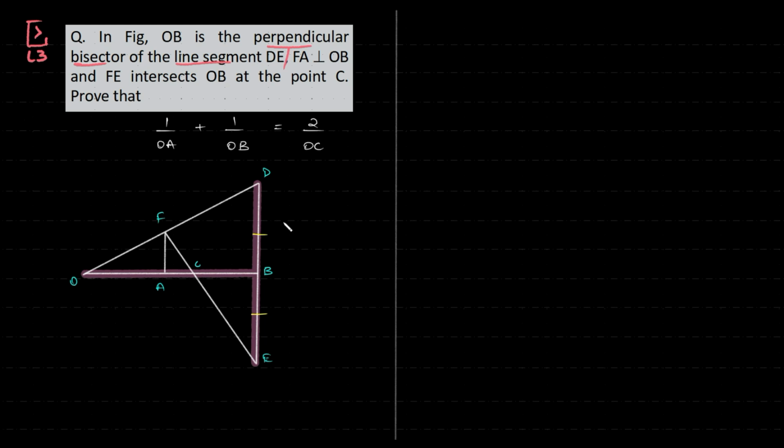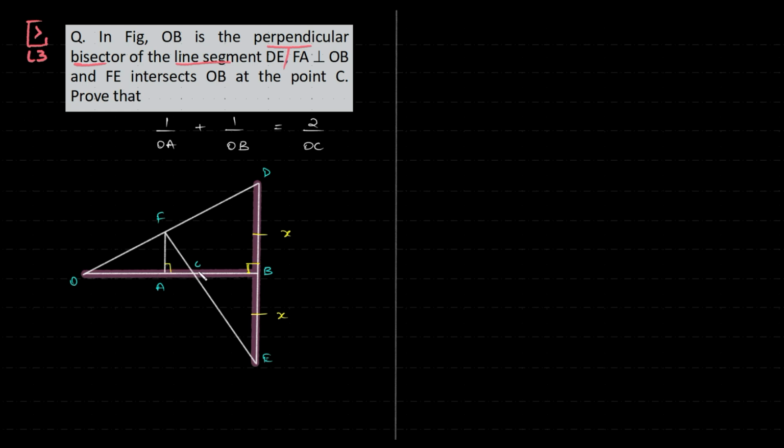This length is equal to this length. If this is x, this is also x. And this is 90 degrees. That is your perpendicular line. Is it not? Okay. Then we have AF is perpendicular to OB.